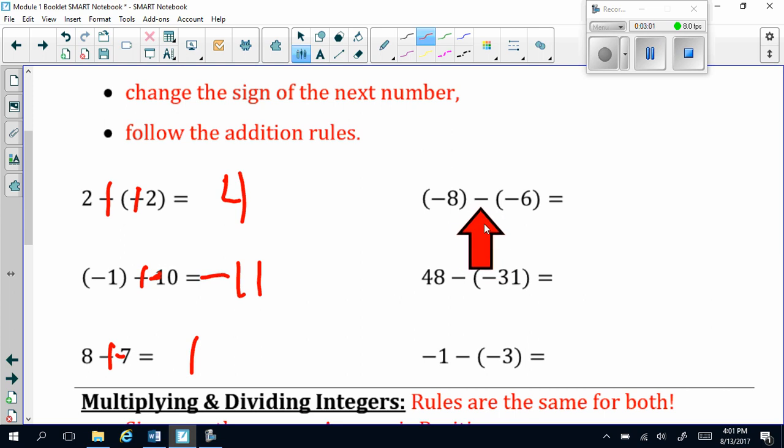All right, here, subtraction. So I'm going to change to addition, change the sign of the next number. So I'm going to change this to addition, change this to positive. Now I am adding, and the signs are different. 8 is bigger, so 8 minus 6 is 2. The 8 is negative, so it's negative 2.